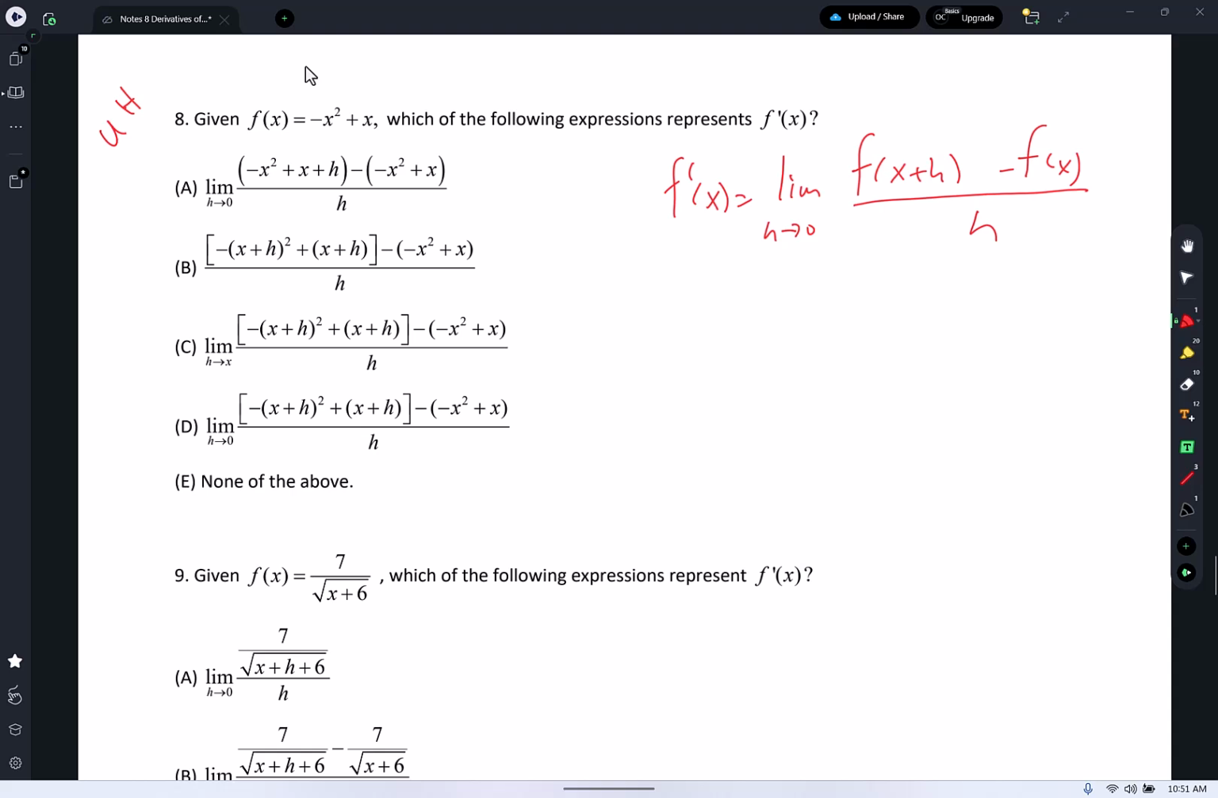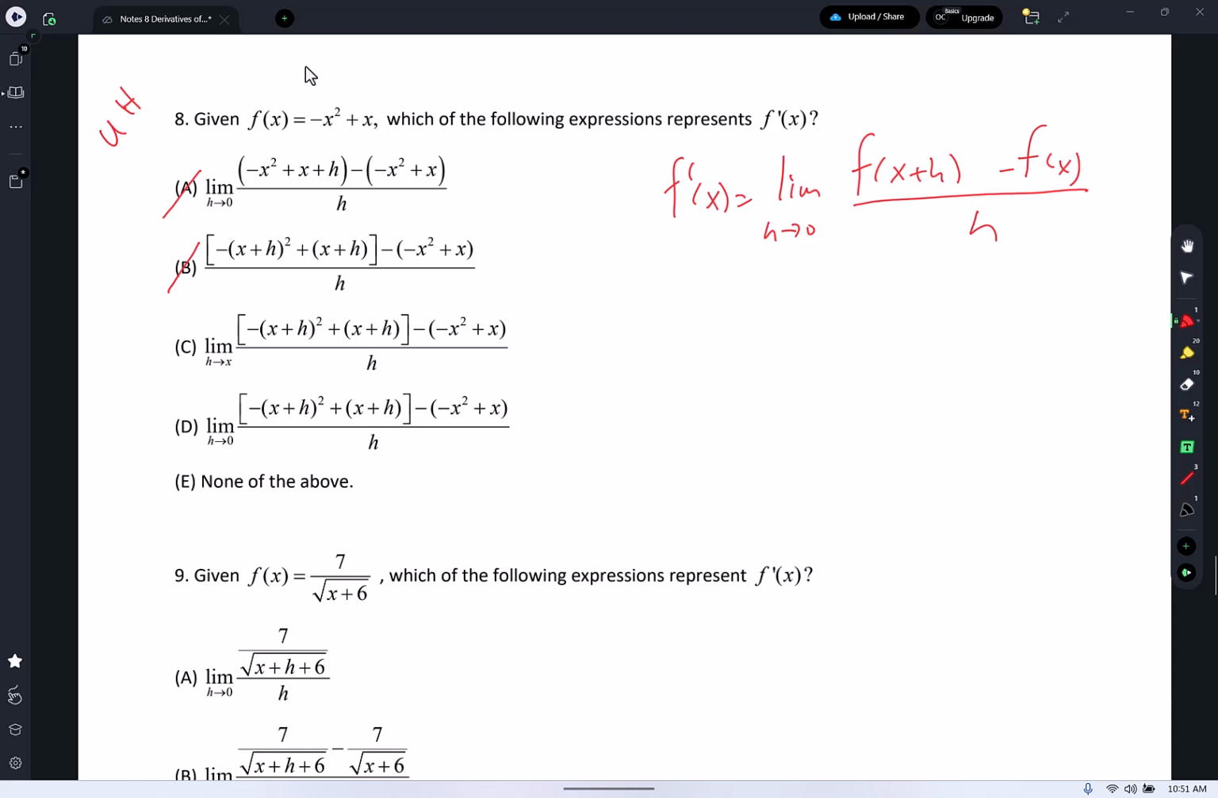Does letter A look like it could be it? No. Take out letter A. What about letter B? Does letter B look promising? It does, but look at it very carefully. The expression looks like it could be it, but does it say the word limit? Delete letter B and put does not have limit notation. So be careful. Look at letter C. Letter C looks promising also.